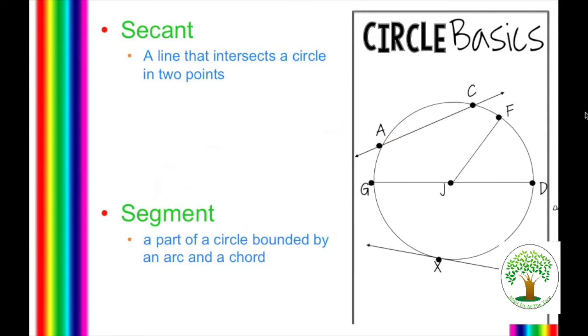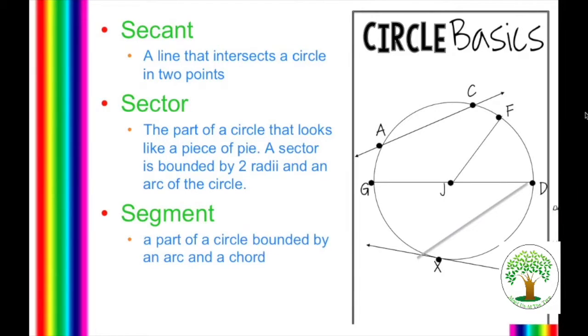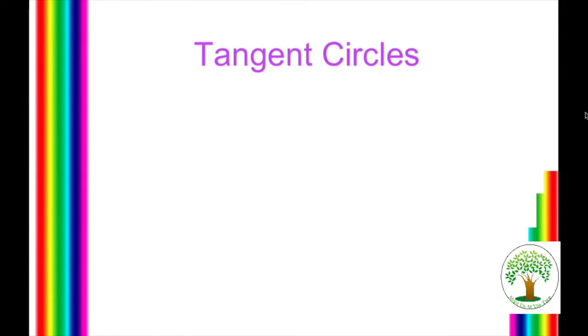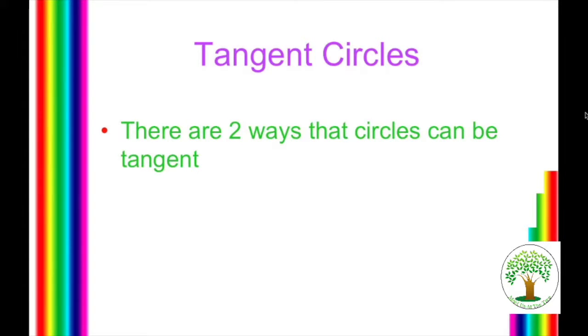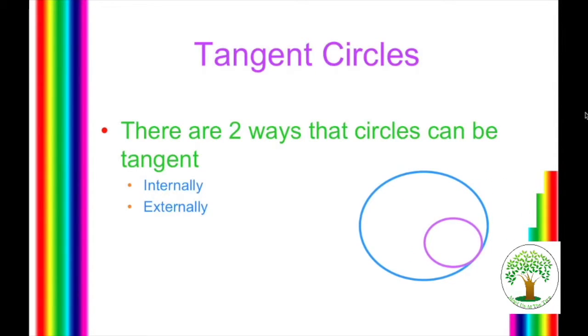Okay, we just did secant, sector, and segment. Now this next part you're just going to watch. Are you ready? We're going to talk about circles that are tangent to each other. Remember we said tangent meant what? It only touches at one point. That's right. Circles can be tangent internally and externally. Let's look at that. Are these tangent internally or externally? Internally. They're only touching in one spot, but they're on the inside.